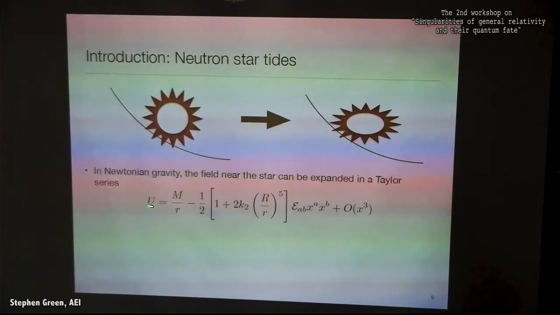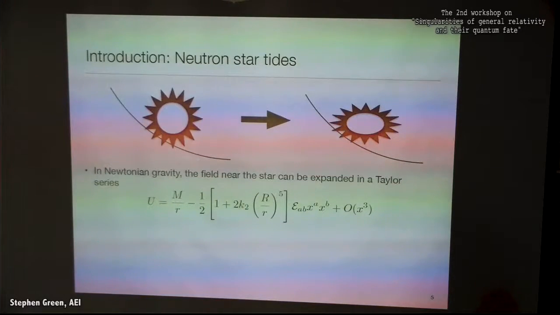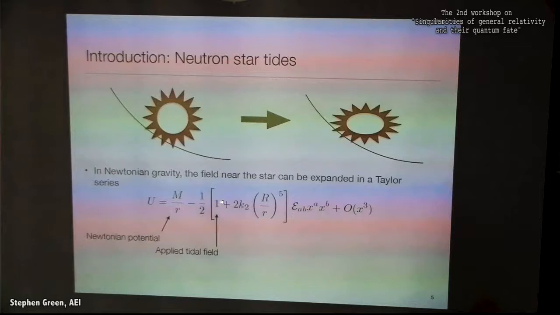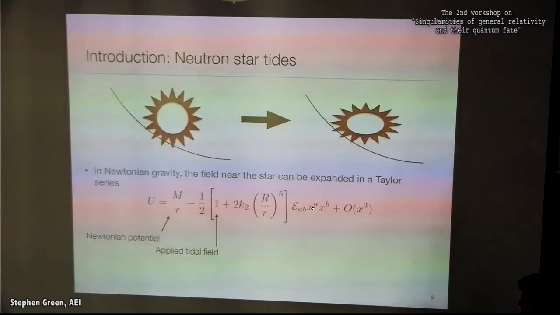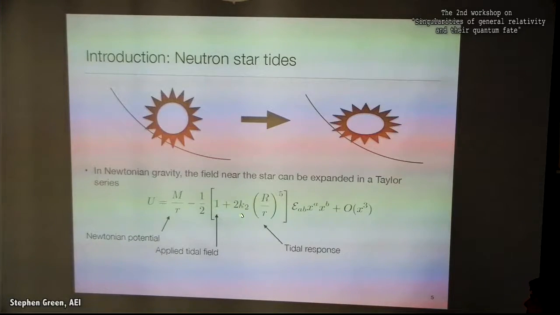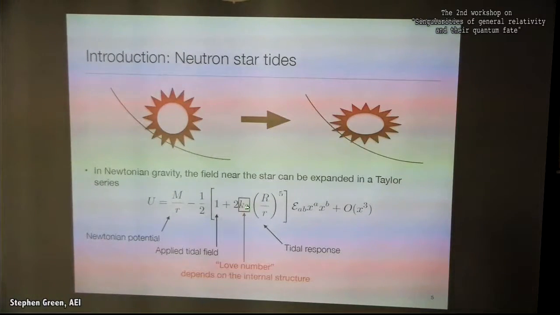To describe them, you can expand your Newtonian field in a Taylor series about the origin. We have this leading part of the Taylor series, that's the Newtonian potential. And if this body is sitting in some region with a varying gravitational field, we have this applied tide, which is described by this quadratic part in the Taylor series. This is a quadrupolar tensor, E_ab, and then we get a tidal response. So you embed it in this field, then it creates this additional field far away because that matter deformed. That tidal response is characterized by this coefficient here, which is K2, and that's called the Love number. And that depends on the internal structure of your body.